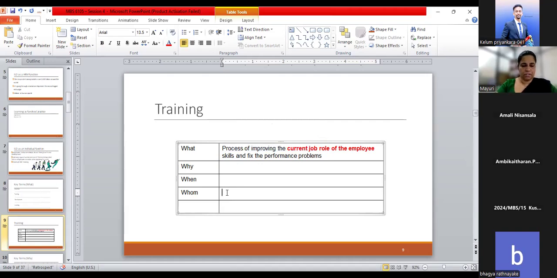Those who are having performance gaps in the current job. When you have a performance gap or expectation gap, that is when this training is given, if you are not able to do your current job role. Right? So gaps in the current job role. Current job. Do you get it? So everyone who has performance gaps in the current job role.